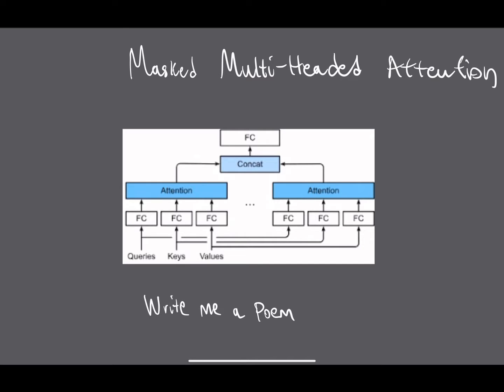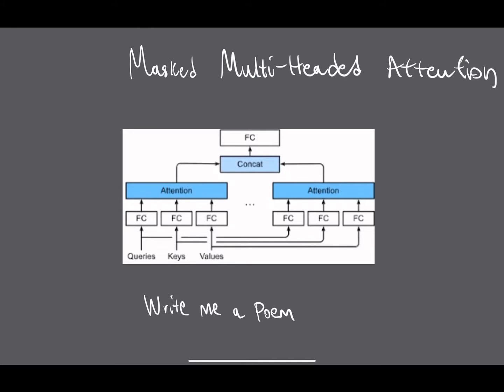But the masked part means that when the model is making its next token prediction, given all the tokens before it, the model doesn't get to see what comes next. So if the model was tasked with predicting poem and the model had the context of write me A, in our code, in our tensors or our matrices, we would mask out the word poem so that the model cannot see the answer before it's actually made its prediction. So that's what the masked part means.